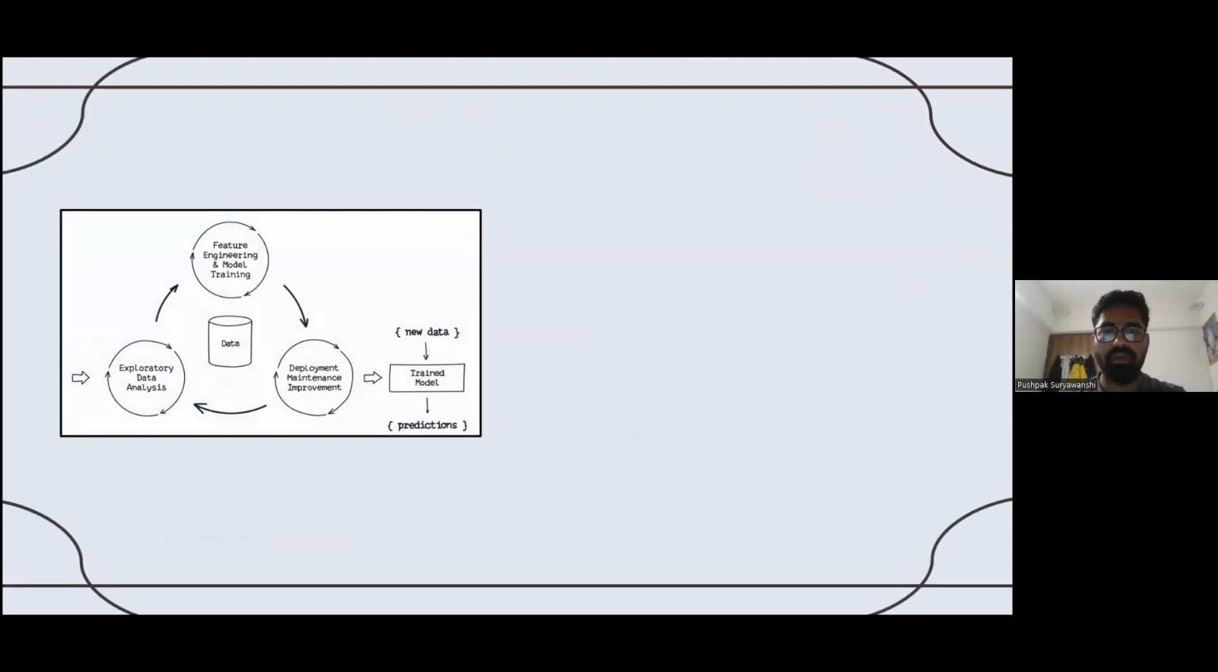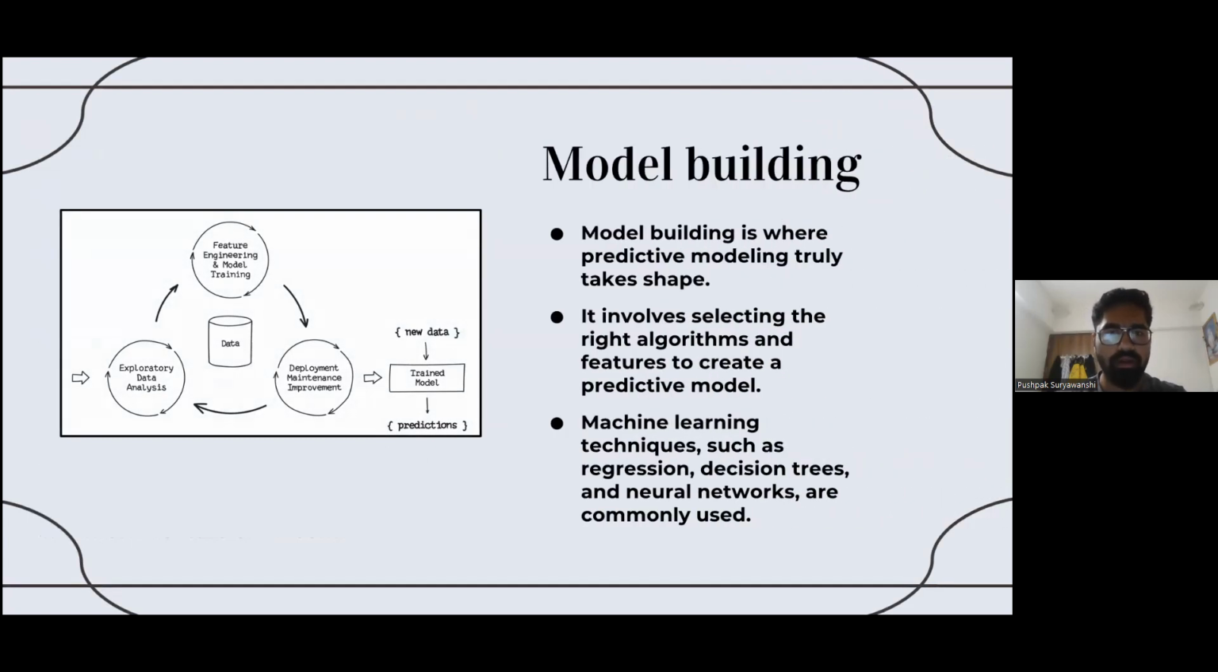So the next step, and the most important step in the field of predictive modeling, is model building. Model building is where we truly predict something, and it is the most important step in the decision making process. It involves selecting the right algorithms and features to create predictive models. In this task, we are going to see various machine learning algorithms such as logistic regression, decision tree, random forest, XGBoost, and SVM, SVR, etc.